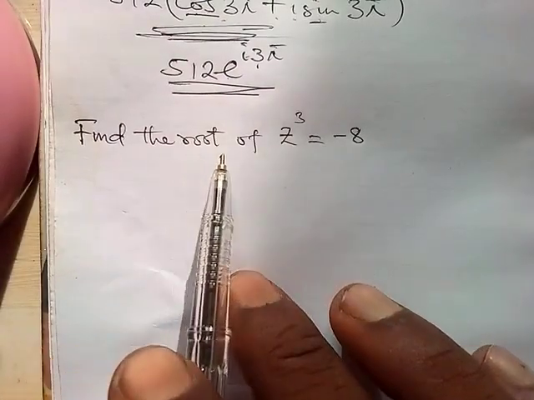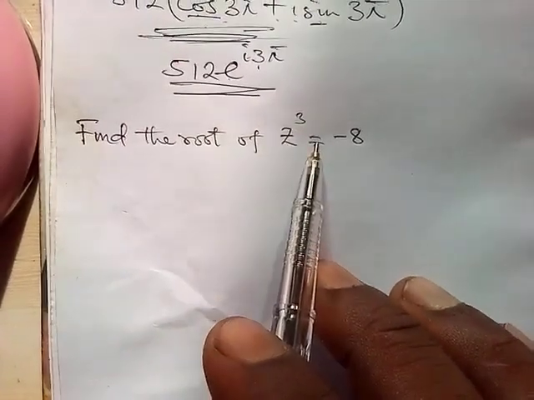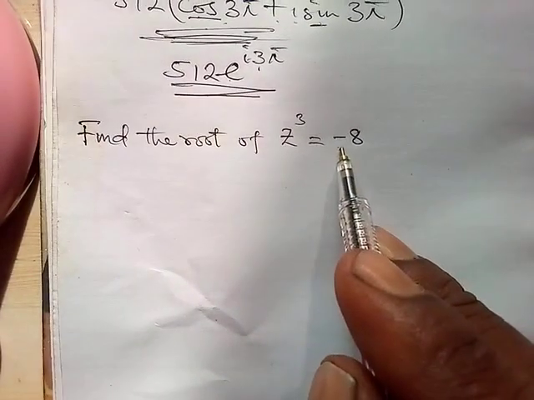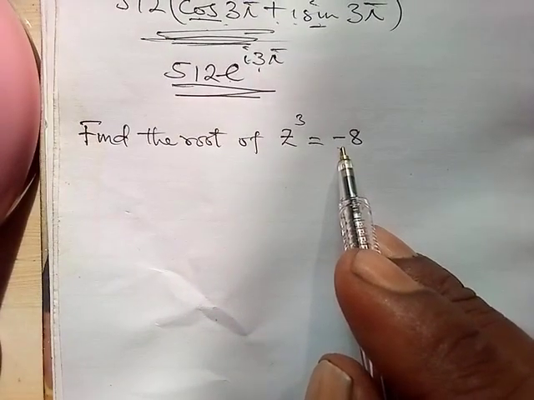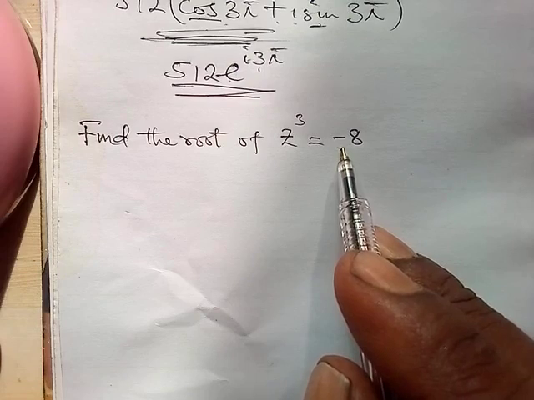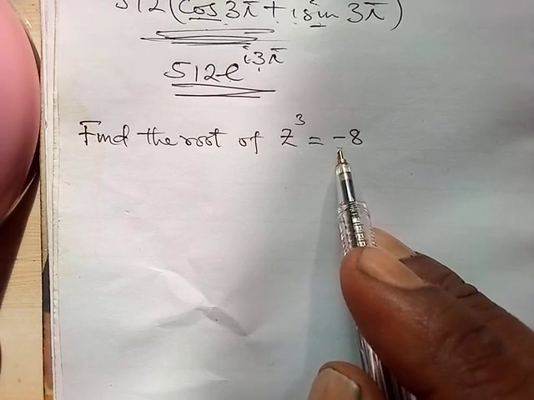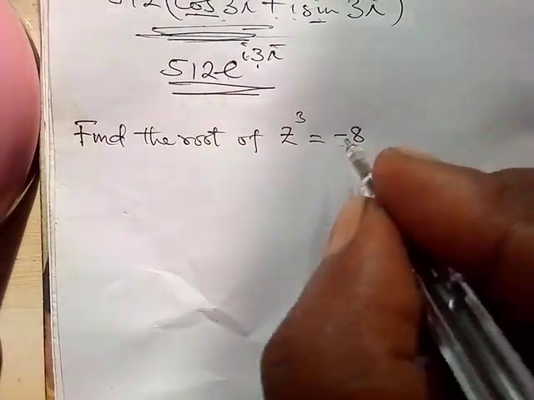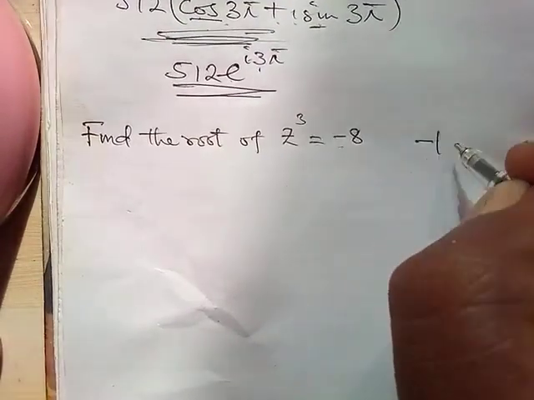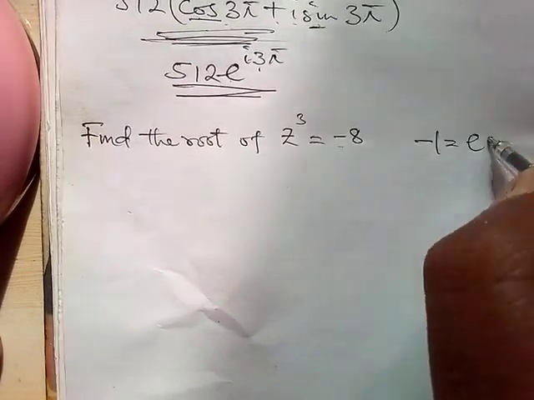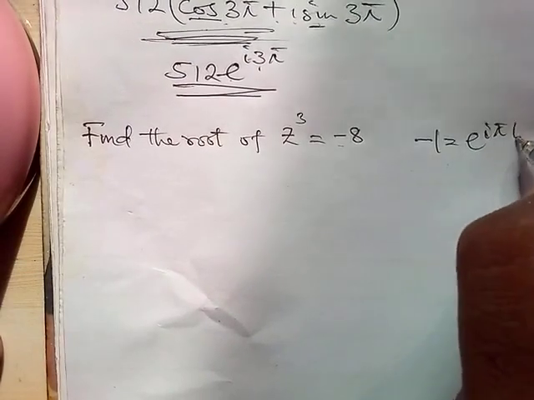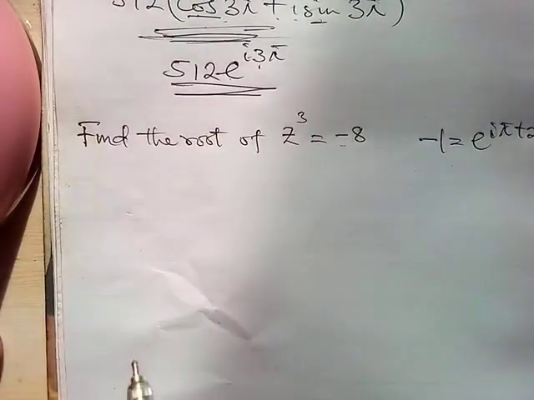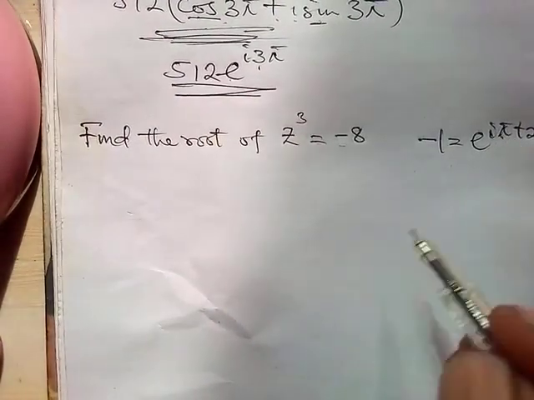This question says find the roots of z cubed equals minus 8. Now, according to De Moivre's theorem, we don't have any definition or identity for minus 8. We will have an identity for i, minus 1, and i squared. So because of that, our identity for minus 1 is giving us e to the i (pi plus 2k pi), or theta, anyone. Either use pi or use theta.